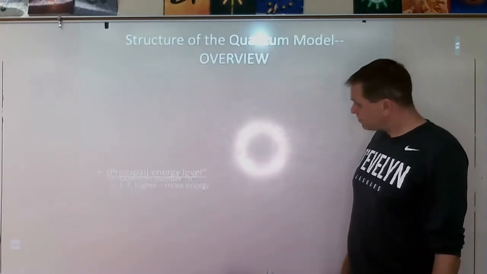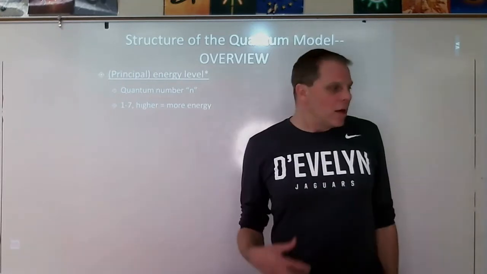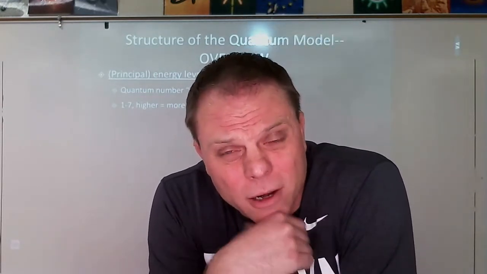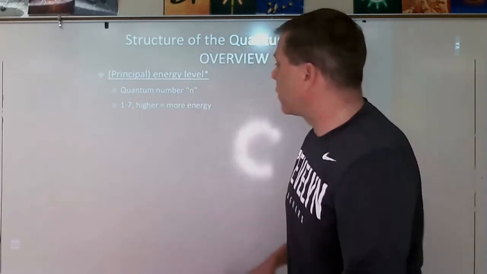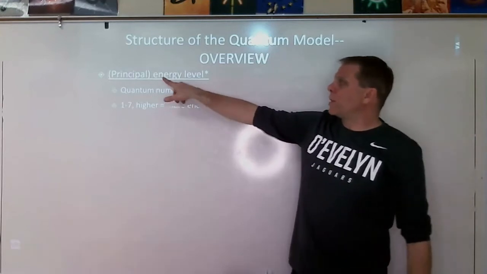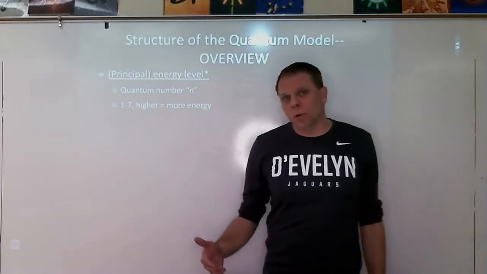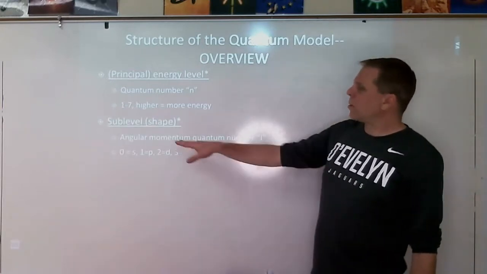Let's look at it. First of all, we have the principal quantum number. That principal quantum number, or energy level, corresponds to the 7 different periods on your periodic table. 7 periods on the periodic table, 7 different energy levels, 7 different quantum numbers. These are the principal energy levels, principal quantum numbers 1 through 7. The higher the principal quantum number, the more energy is in that principal quantum level.